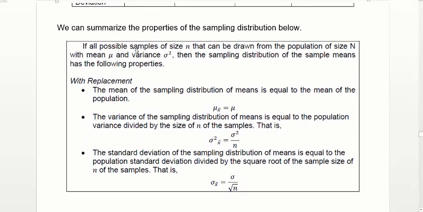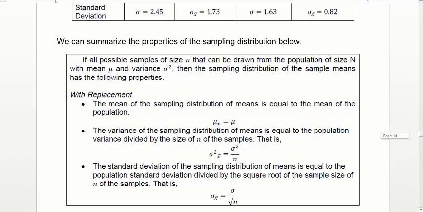So, if all possible samples of size n that can be drawn from the population of size N, with the mean and variance, then the sampling distribution of the sample means has the following properties. With replacement, the mean is the same as the population mean. And then the variance of the sample means would be the variance of the population over n. And the standard deviation of the sample means would be the standard deviation of the population over the square root of the sample size. Okay?